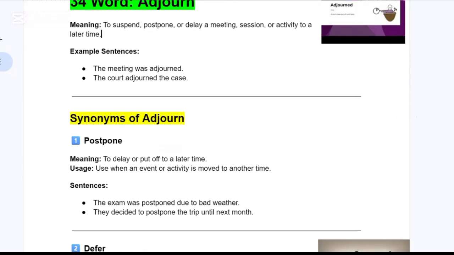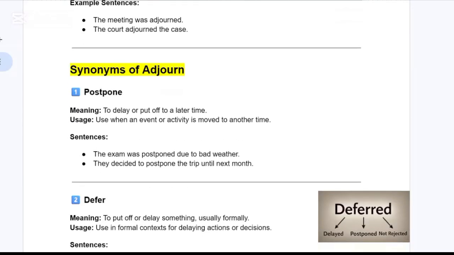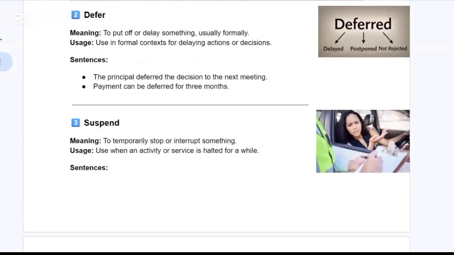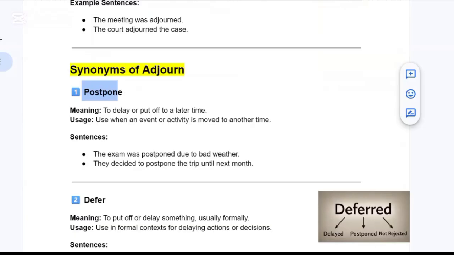The court adjourned the case. The case was postponed or delayed, suspended. Synonyms of adjourn: postpone, defer, suspend, delay. Postpone, to delay or put off to a later time. Put off is a phrasal verb here, it means postpone.